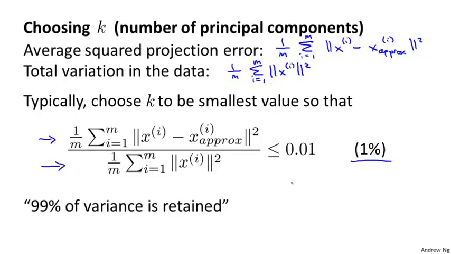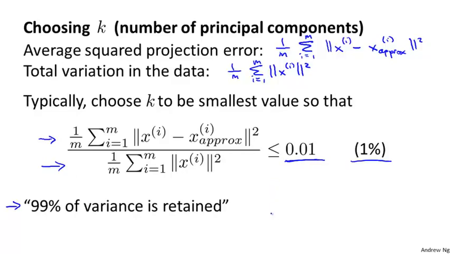And the way most people think about choosing k is, rather than choosing k directly, the way most people talk about it is as what this number is, whether this is 0.01 or some other number. And if this is 0.01, another way to say this, to use the language of PCA, is that 99% of the variance is retained. Don't worry about what this phrase really means technically, but this phrase, 99% of the variance retained, just means that this quantity on the left is less than 0.01.